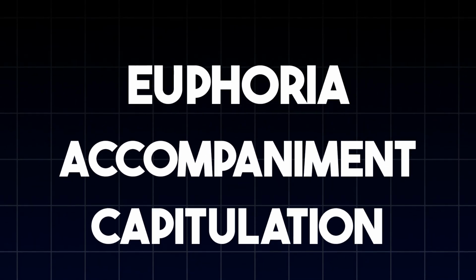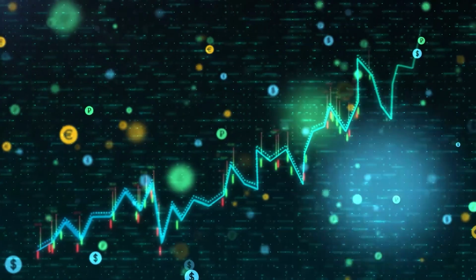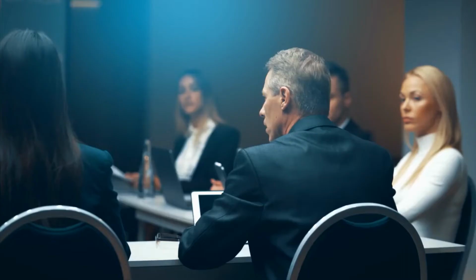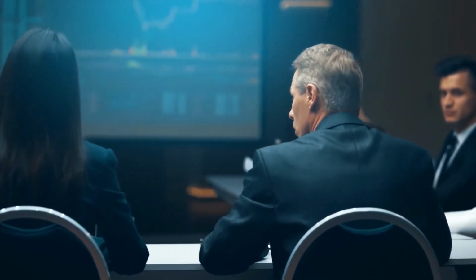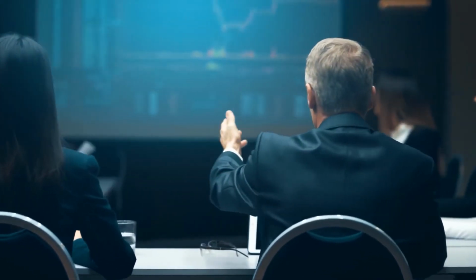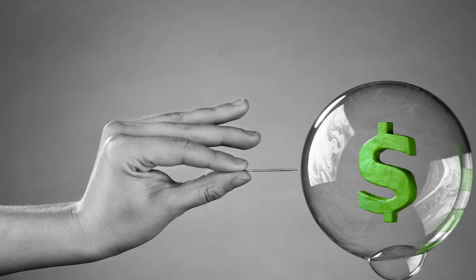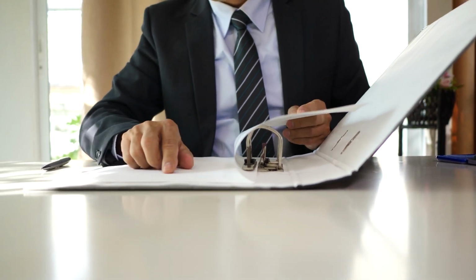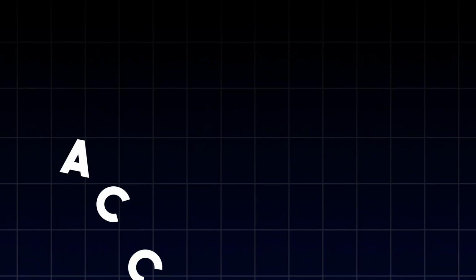The euphoria phase is characterized by excessive optimism and rising asset prices. In this phase, investors often ignore risks and believe that markets will continue to rise. An example of this is the period before the dot-com bubble when tech stocks soared, and many investors believed that traditional valuation metrics had become irrelevant.